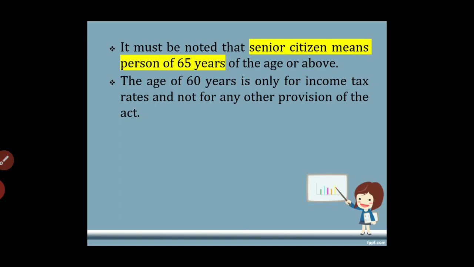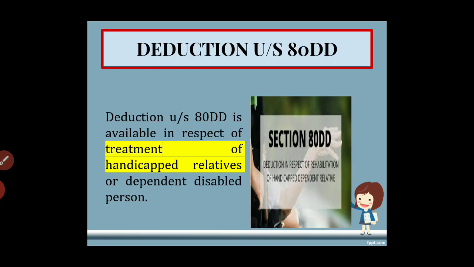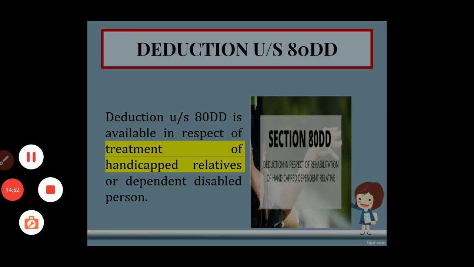So, this is the deduction number 2, that is deduction under section 80D. And what is it about? It is about the health insurance premium, right? On the medical policy of any assessee. Now, deduction number 3 is deduction under section 80DD.